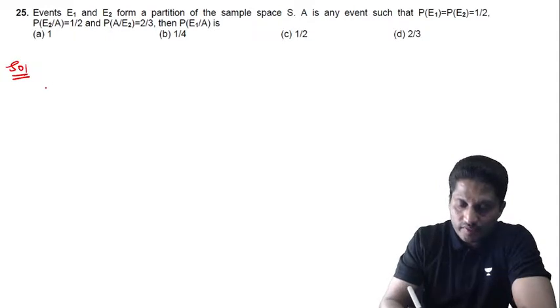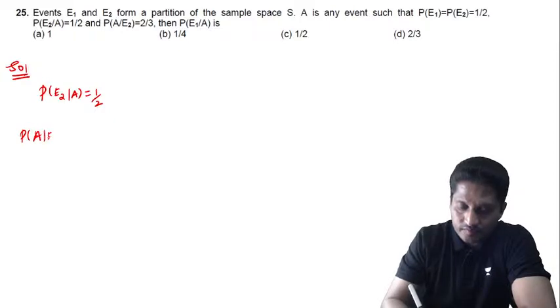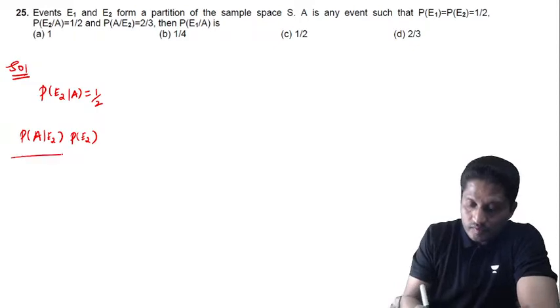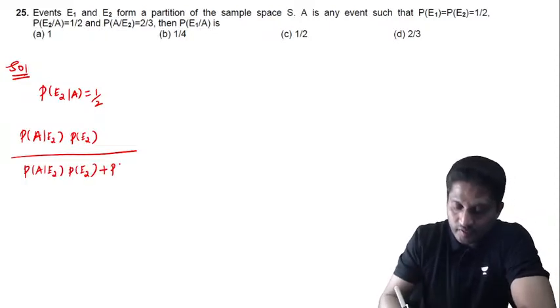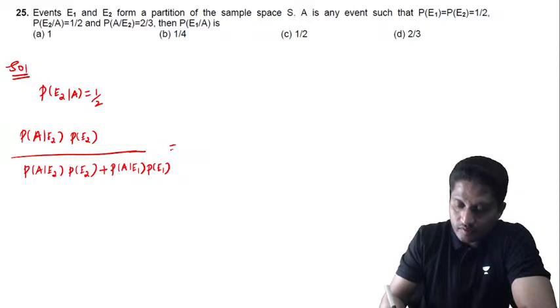Okay, P of E2 given A is equal to 1 by 2. This is P of A given E2 into P of E2, divided by P of A given E2 into P of E2 plus P of A given E1 into P of E1, which is equal to 1 by 2.